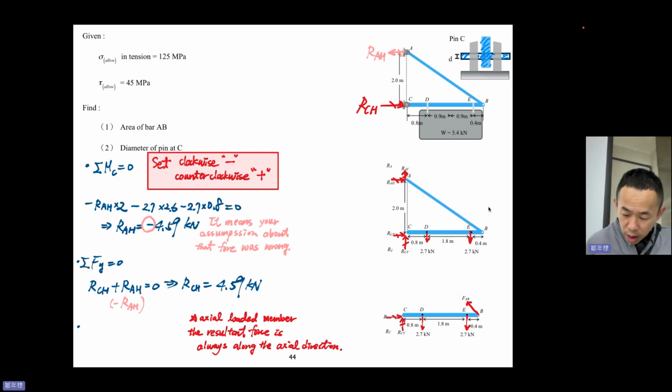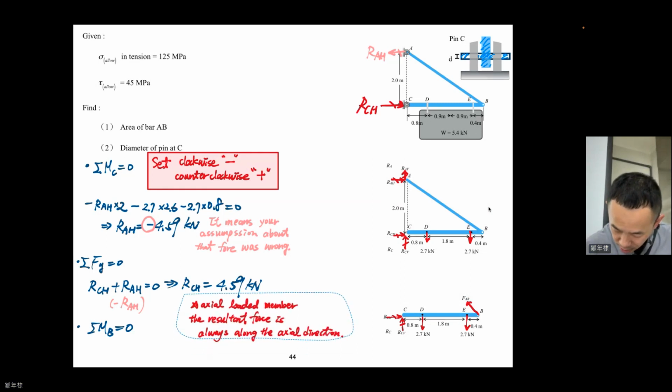So we can continue if we just do the sigma MB equal to 0. So MB equal to 0. So we just draw it, but we don't use it. Okay. Oh, I found that English really takes more time.